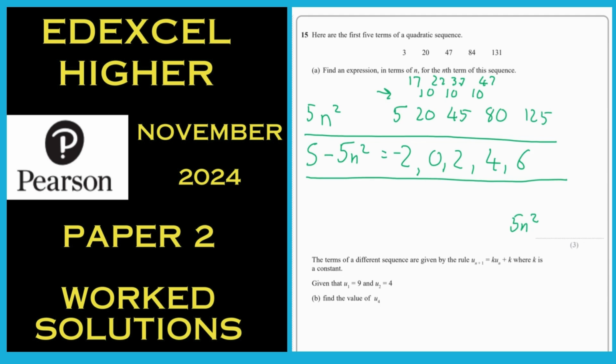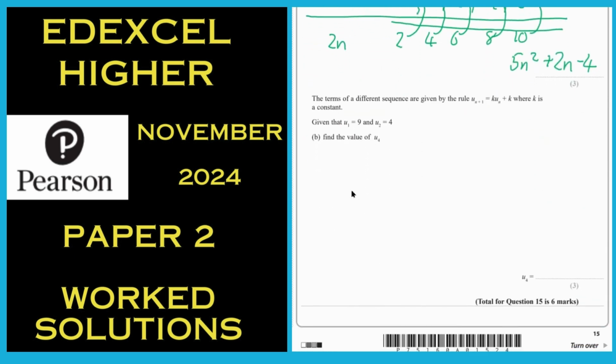You now need to do the nth term of this sequence. It's going up in 2s. So 2n, the 2 times table, is part of the sequence, 2, 4, 6, 8, 10. And from there to there, it's down by 4 each time.